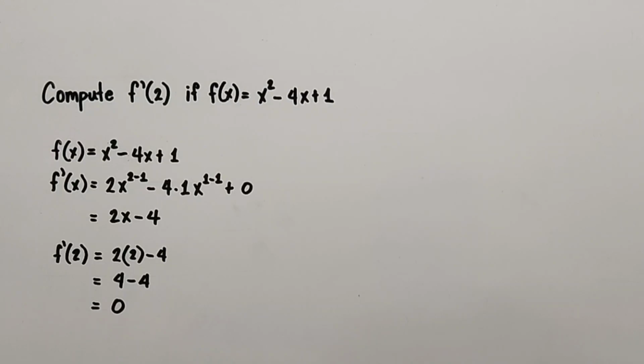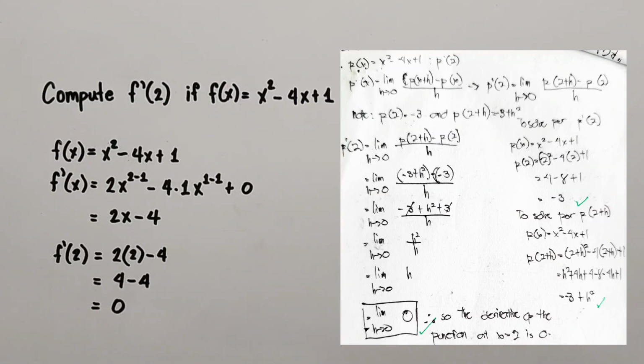By using those mentioned rules, the derivative of the function f is equal to 2x minus 4, and by substituting x by 2, we have 2 times 2 minus 4 is equal to 0. On the left is the picture of your answer using the alternative definition of derivative.